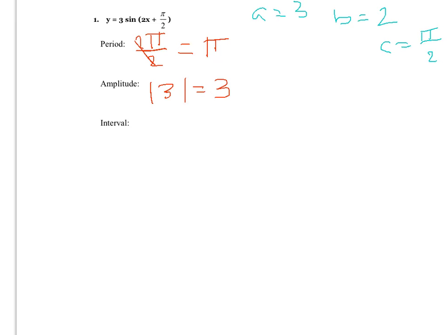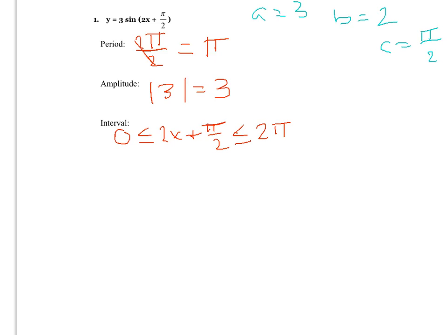And then the last piece of information we're going to find is the interval. So you're going to have 0 is less than or equal to, and then you're just going to take whatever's in that parentheses right there and put it in the middle. So 2x plus pi over 2 is less than or equal to 2 pi.